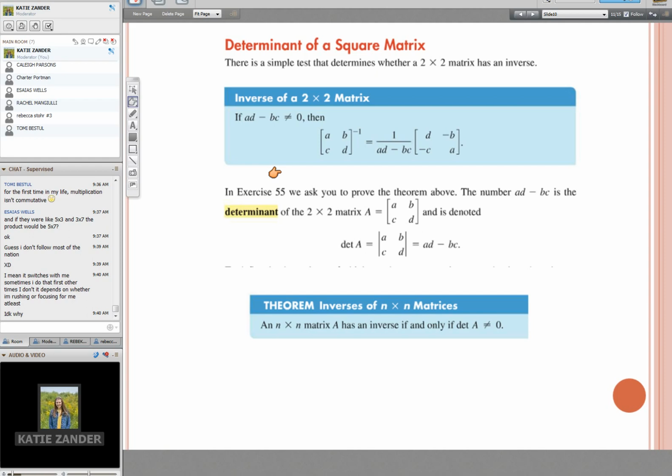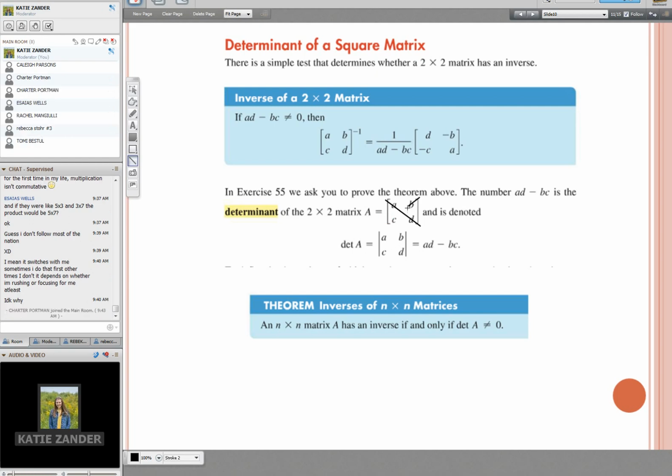The next thing we're going to talk about is the determinant, and I'm going to go kind of quickly through the last two concepts here. The determinant of a square matrix can be found by basically multiplying along the diagonals. So you start with the main diagonal first, so A times D, and we subtract off the minor diagonal, which is B times C. So main versus the minor diagonal there, and that's going to help us find the determinant.